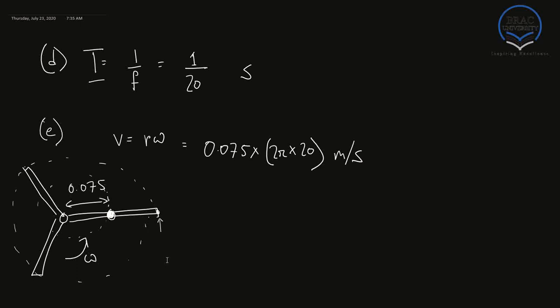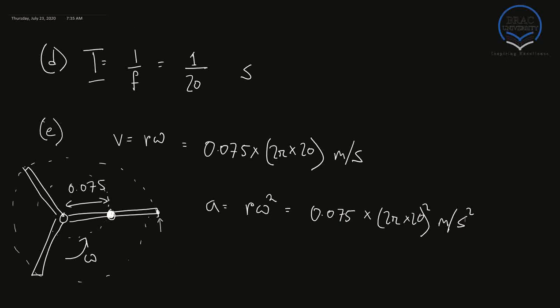Alright, and similarly, if you want to consider acceleration, you would evaluate using this formula, r omega square, and again you get 0.075 times 2 pi times 20 square meter per second square. Again, that acceleration is exactly half of the acceleration of the tip. So this is all well and good.